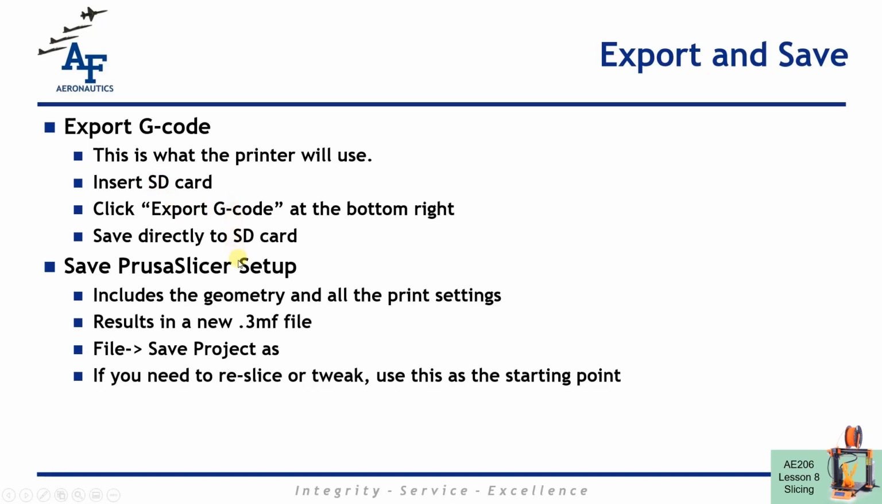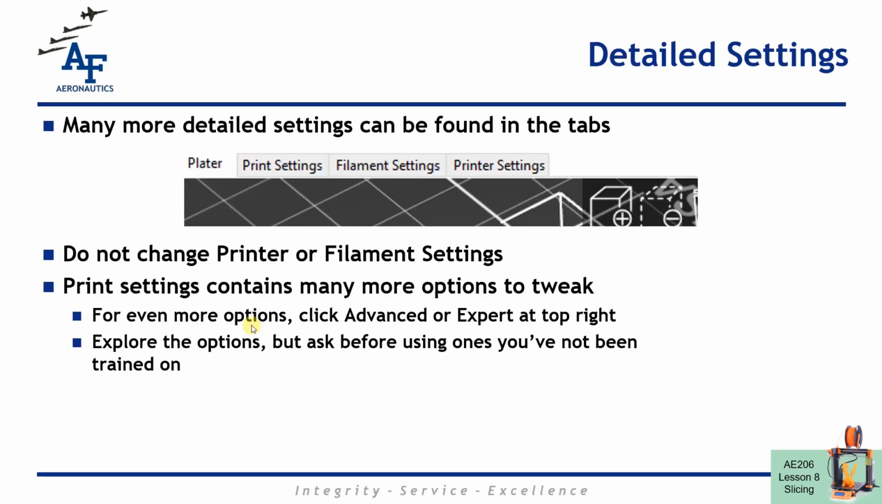The second thing we're going to want to do before we close PrusaSlicer is save our slicing setup as a ready-to-slice 3MF file. And that way, if we need to make a tweak to the slice, we can open that file and pick up right where we left off in terms of slicing it. And there's a lot more detailed settings in PrusaSlicer. Basically, we're going to be spending most of our time with these settings and print settings and not changing filament settings or printer settings.